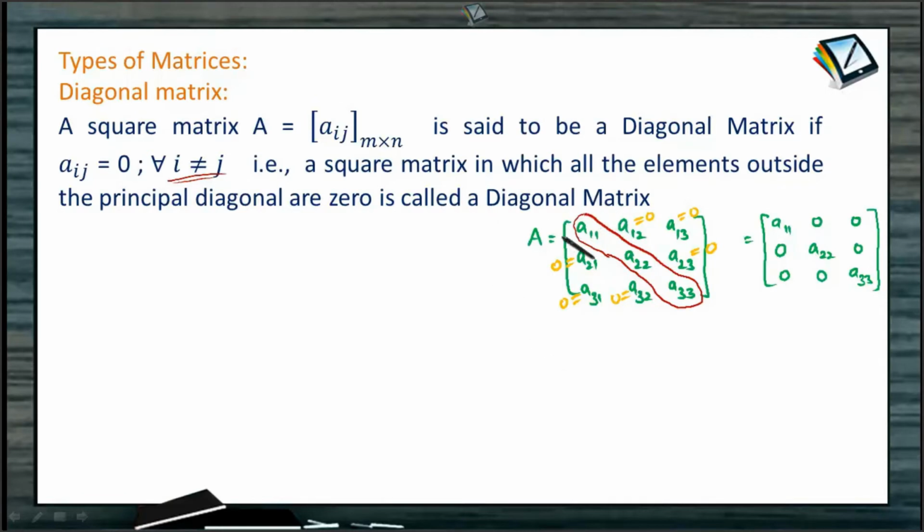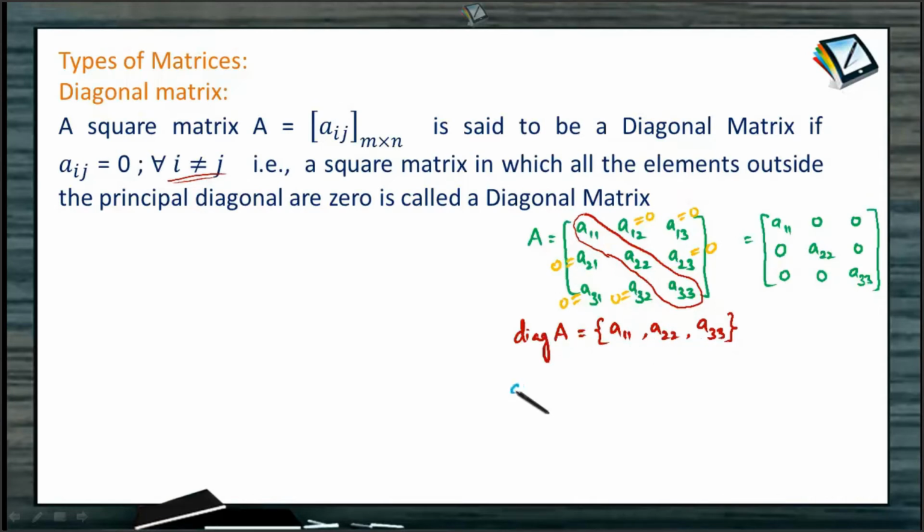Now for a diagonal matrix, we have a very important notation. When all the other entries are 0, then the diagonal matrix is denoted by diag of A, and this can be expressed as a set of A11, A22 and A33. So a diagonal matrix need not be expressed in full form. This will be a shorter notation of a diagonal matrix A.